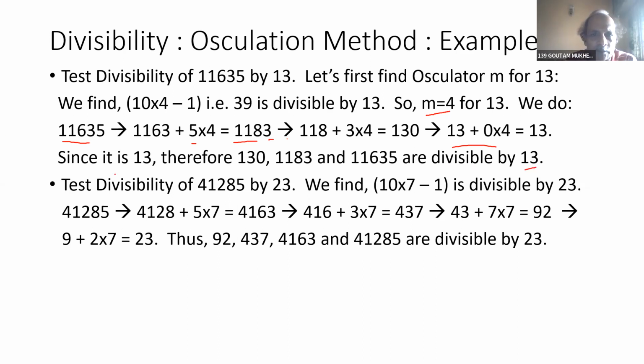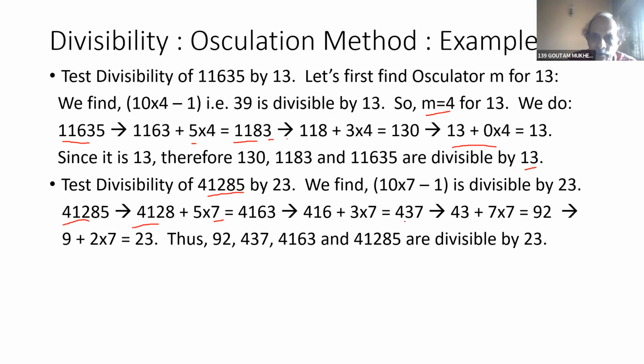Divisibility of this number by 23. We find that 10 into 7 minus 1, 69, is divisible by 23, isn't it? So therefore, we have to multiply by 7. 7 is the oscillator. So 4128 is here, and this 5 is this 5. 5 into 7 becomes 35. 35 plus 28 is 63. 4163. 416 plus 3 into 7 is again 21.